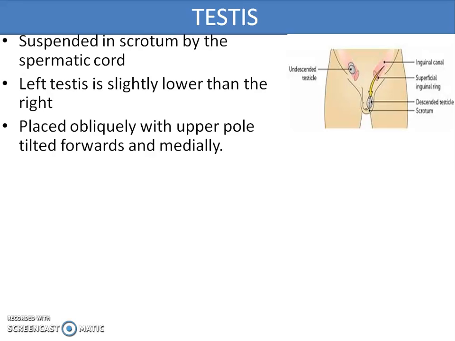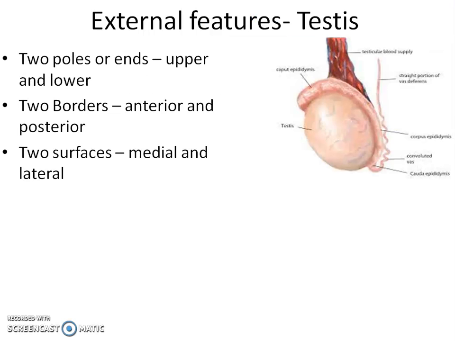The testis is suspended in the scrotum by the spermatic cord, with left testis slightly lower than the right, and is placed obliquely with the upper pole tilted forwards and medially. You must have also answered the external features of testis, that it has got two poles, upper pole and lower pole, two borders, anterior and posterior border, and two surfaces, medial and lateral surfaces.